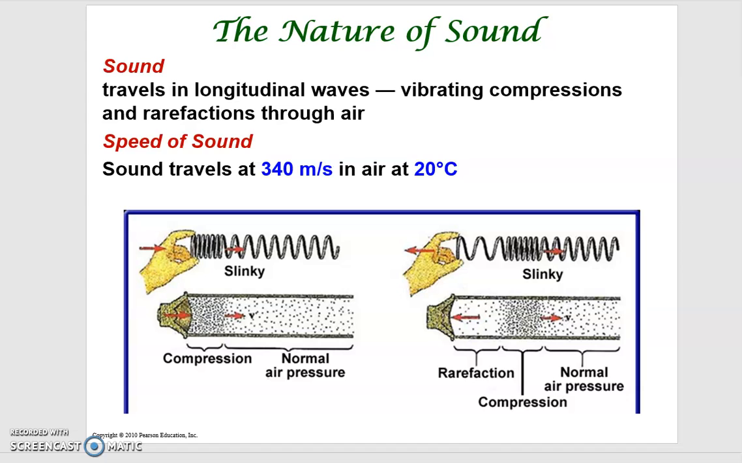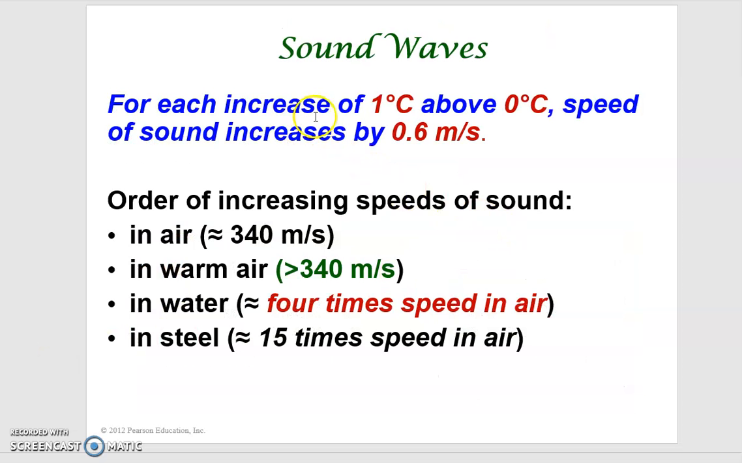So actually the speed of the sound wave depends on the temperature. Therefore, if you increase the temperature by 1 degree above 0 Celsius, you will increase the speed of the sound wave by 0.6 meters per second. So the higher the temperature, the faster the sound will propagate in the air. That's the reason that in warm air, the speed will be even bigger than 340. So please remember that the speed of the sound wave depends on the temperature.